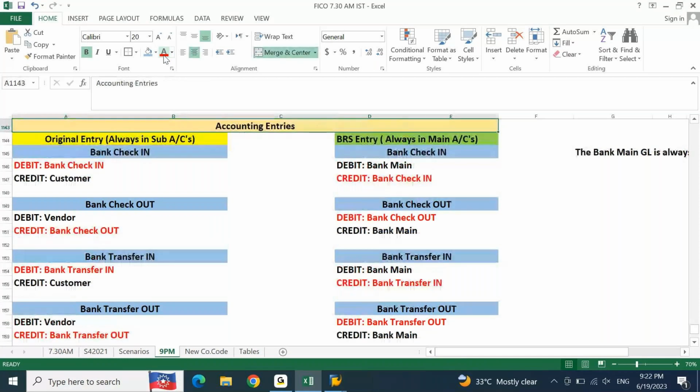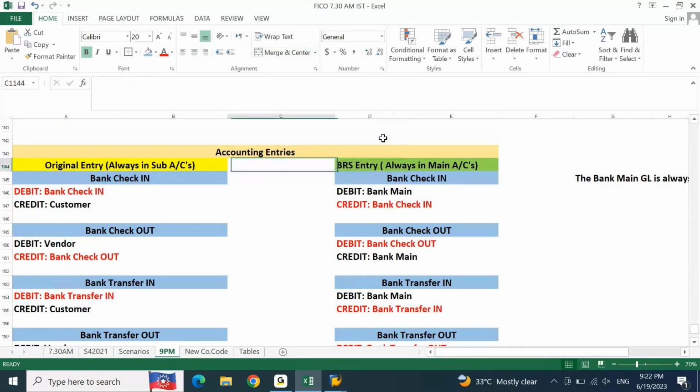Any doubts in these four entries? Sir, we need to explain both original entry and also BRS entry in the interview. Yes, you need to mention both. Okay, sir.